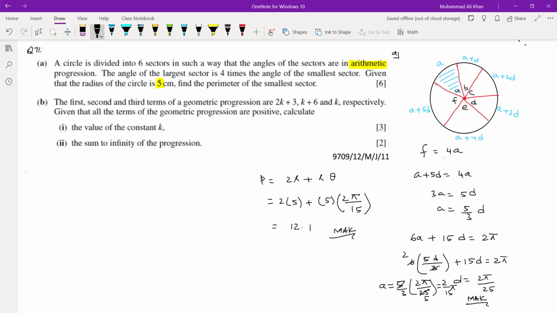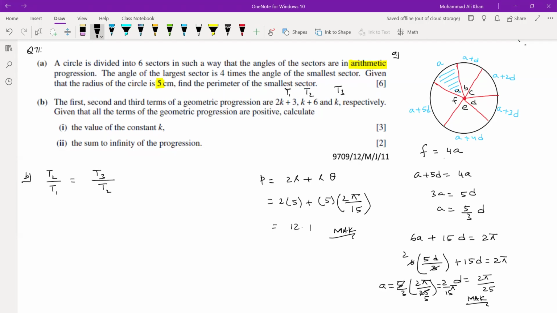Now, the B part is stop working. Just look at the board first. The first, second, and the third term of geometric progression are given. This is T1, this is T2, and this is T3. Given that all the terms are positive, calculate the value of the constant k. Geometric progression में हमें मालूम है common ratio same होता है. क्या मतलब second term divided by first term must be equal to third term divided by second term, right?